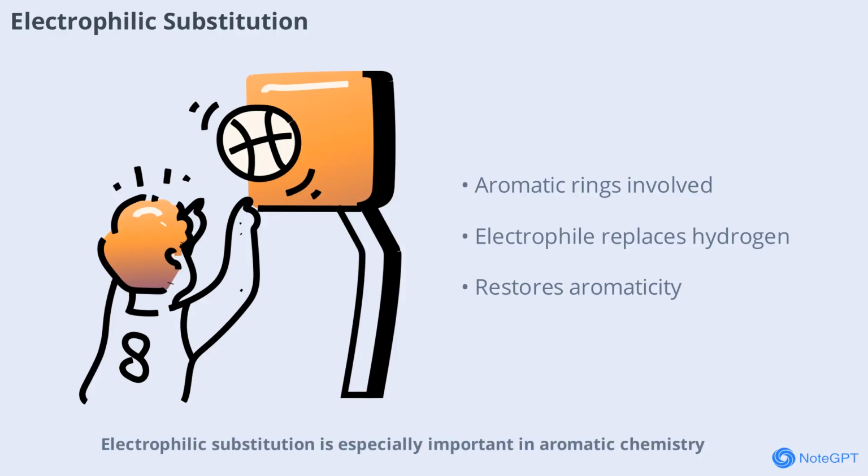Electrophilic substitution is especially important in aromatic chemistry. In this mechanism, an electrophile replaces a hydrogen atom on an aromatic ring. The reaction proceeds through the formation of a reactive intermediate, often a carbocation, which then loses a proton to restore aromaticity. Common examples include nitration and halogenation of benzene. Understanding this mechanism helps explain the reactivity and selectivity of aromatic compounds in organic synthesis.